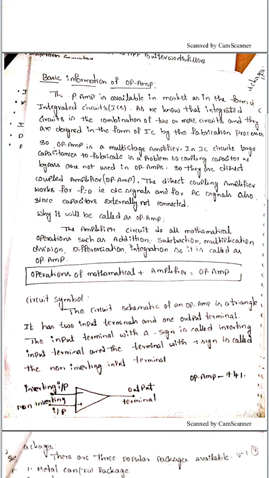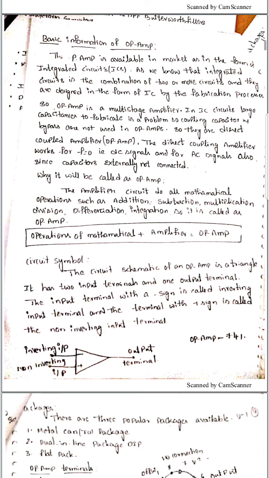Next topic is basic information of the op amp. The op amp is available in the market in the form of integrated circuits. As we know, an integrated circuit is the combination of two or more circuits, designed in the form of an IC by the fabrication process. So op amp is a multi-stage amplifier.